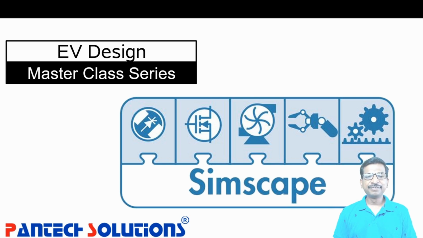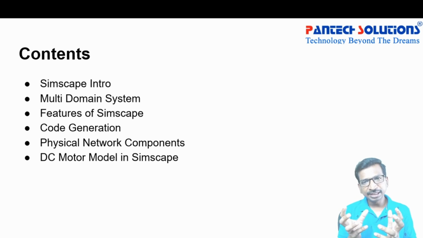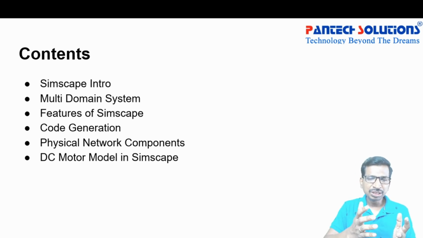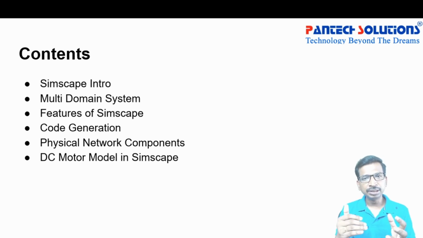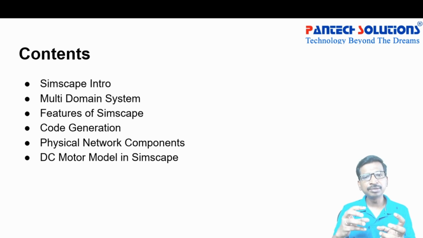In this section, we are going to discuss in detail what Simscape is, what facilities are available in Simscape, what a multi-domain system is, and how we can implement this multi-domain system with Simscape. Because in this entire EV model, we cover all the components to run the simulation. So in that case, we should know all these features and how we can integrate them with MATLAB simulation.